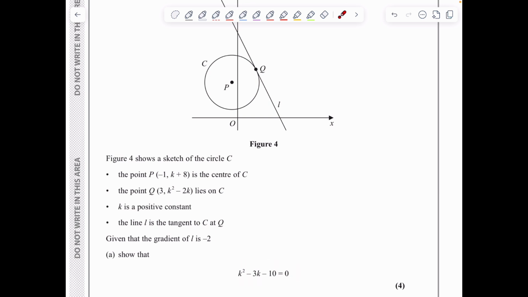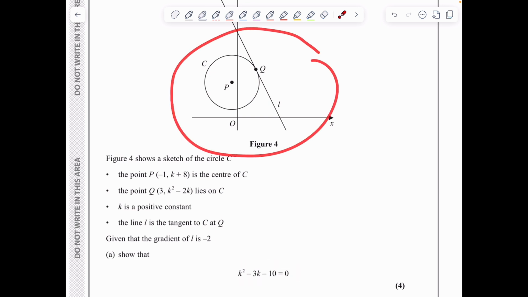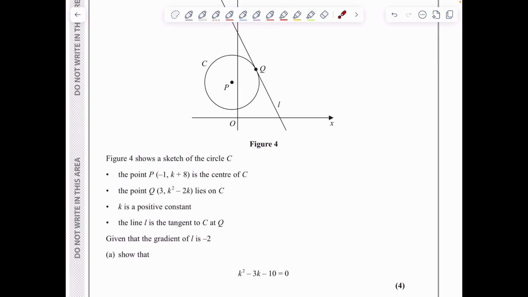Well, the first thing to do, as always, is update the diagram here with all the information provided up to now. So we've got the coordinates of P, the coordinates of Q. We know that the gradient of the straight line is negative 2, and I will join PQ together, which is the radius, and I know that the angle between the radius and the tangent is 90 degrees. So the idea is to find the gradient of PQ in terms of k, and then I can use the fact that if two lines are perpendicular, then their gradients multiply to -1 to set up an equation in terms of k.